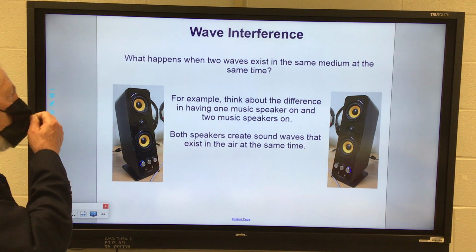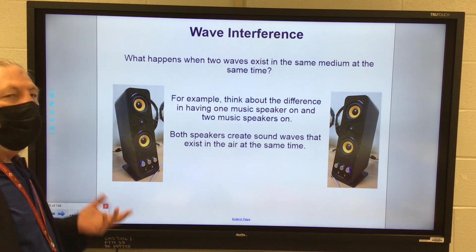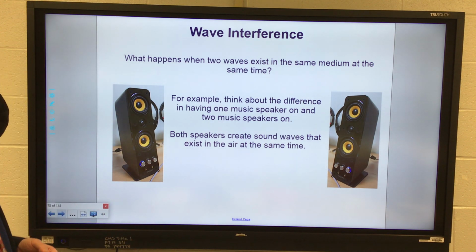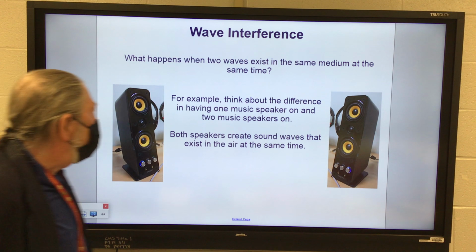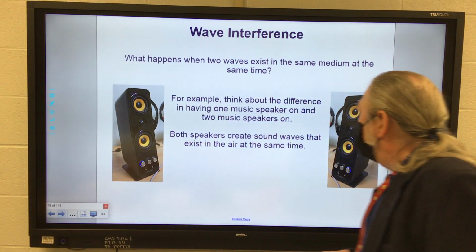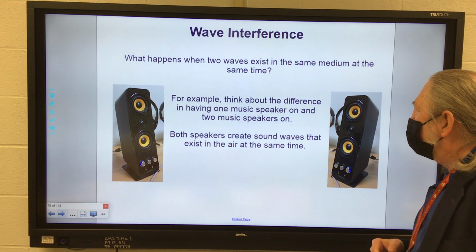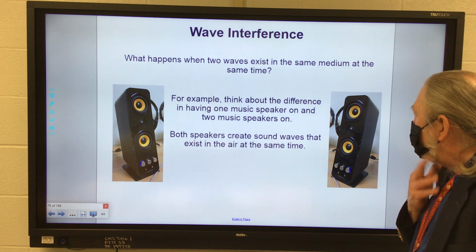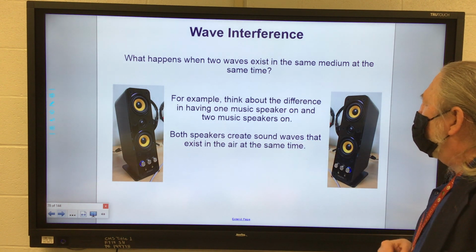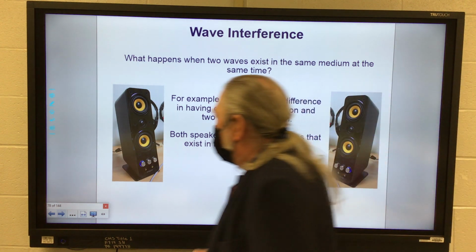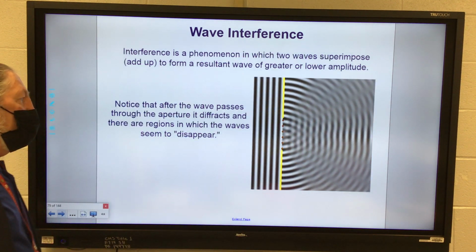Okay, so let's look at wave interference. We talked a little bit about wave interference actually the other day. What happens when two waves exist in the same medium at the same time? Well, let's look right here. For example, think about the difference in having one music speaker on or two music speakers on. Both speakers create sound waves that exist in the air at the same time. You remember we talked a little bit about this. I think this is kind of like a review.